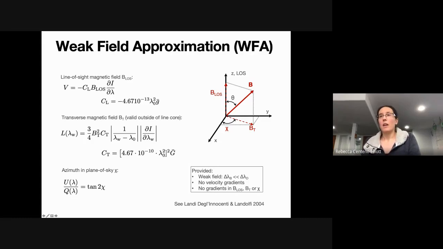These equations are true provided that the magnetic field is weak enough to meet this weak field approximation, and they were all derived assuming that there were no velocity gradients and no gradients in the magnetic field in the sun's atmosphere. That, of course, is very ideal.